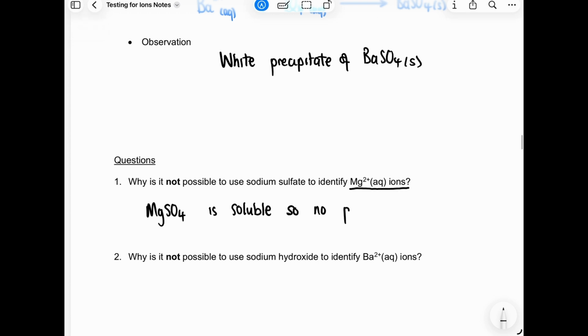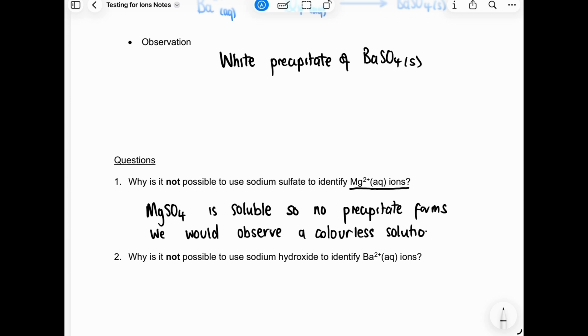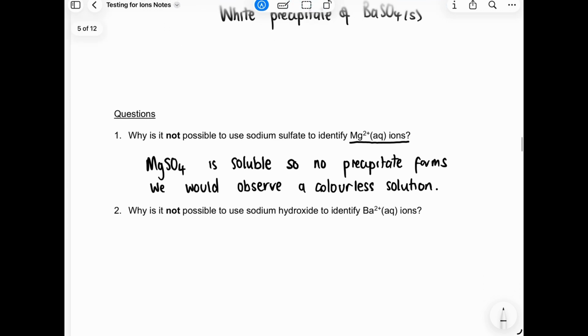So no precipitate forms. We would observe a colourless solution. And we started with a colourless solution and we would observe a colourless solution. So there would have been no change in our reaction vessel.